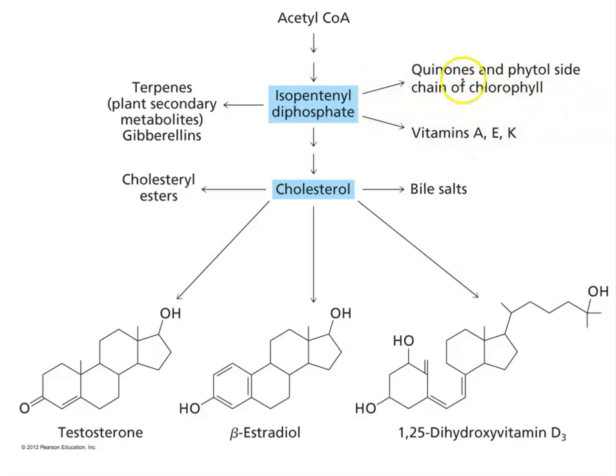We can't make chlorophyll. So these are all the possibilities of where this pathway can lead, depending on what type of organism you are. But from cholesterol, that's where we make our sex hormones as well. Terpenes I mentioned in that other slide as well. So this is where the cholesterol is coming from.